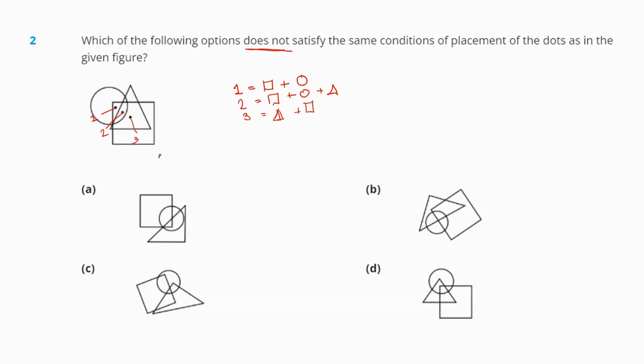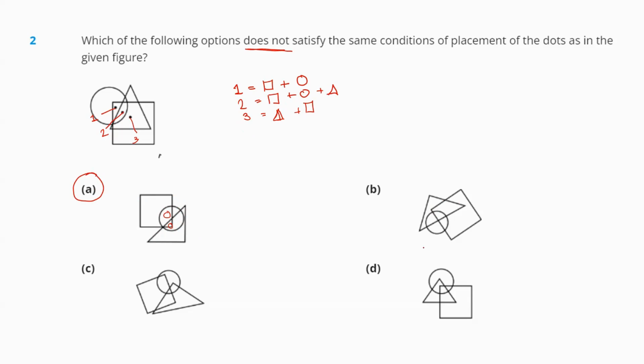So let's see the first condition. We can see that the first dot is on a square and a circle. So here is a square and a circle. So we can put the first dot here. Now, square, circle, and a triangle. Here we can find a circle, a triangle, and a square. So second dot here. For the third dot, we want a triangle and a square alone, but I can't find any such place. So this can be our answer because we cannot fulfill the third condition.